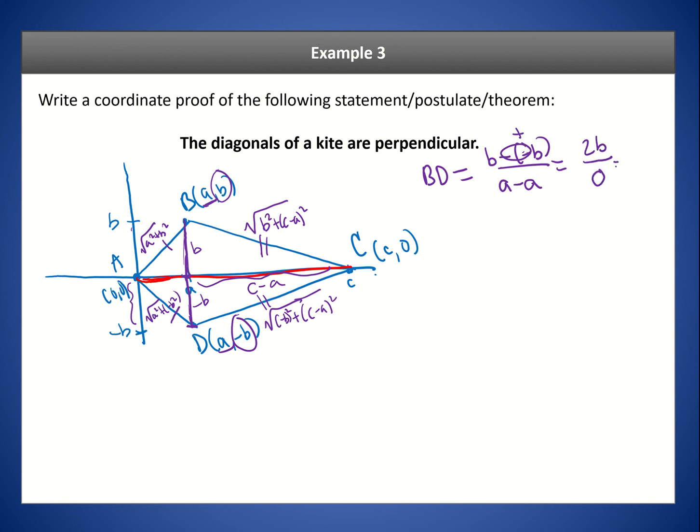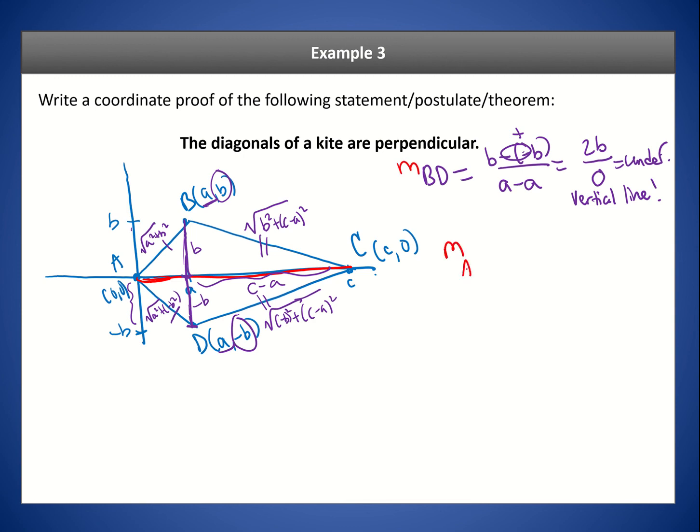2b divided by 0 is undefined. You can't actually divide by 0. You get what we call an infinite slope, which proves that this is a vertical line. Any line that has an undefined slope is a vertical line, okay? Now let's calculate the red slope AC. So this is the slope of BD.